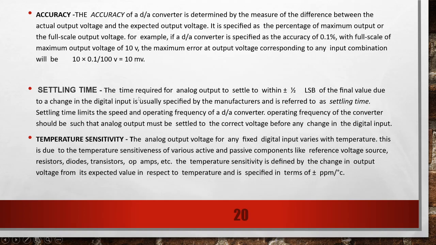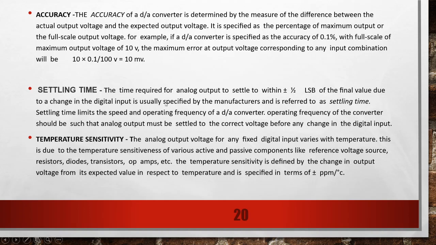Next is settling time. This is something we faced in our laboratory. Say you apply a digital multimeter to a circuit. If you see the display, it fluctuates within a given range and then it finally settles to a fixed value. This is the settling time, the time required for the output to settle within plus or minus half LSB of the final value.